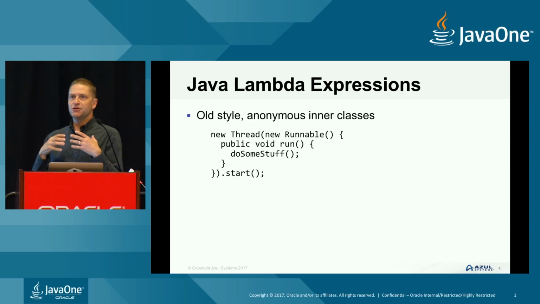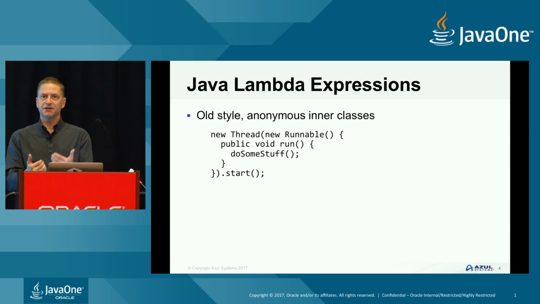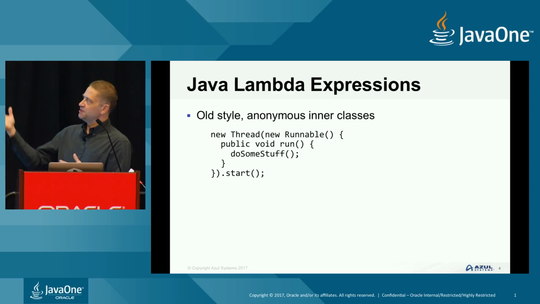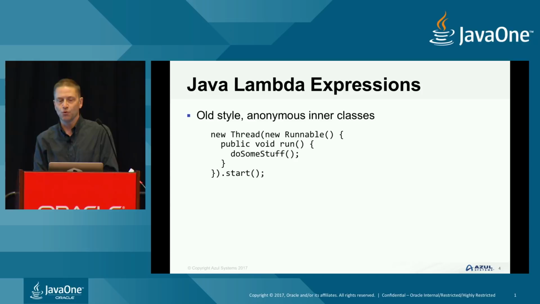So rather than actually having to either create a new class which implemented that interface and then instantiate it, what we can do is we can simply say, create me a new runnable, which is the interface, and I want the method of that interface to be implemented this way by having run, and then we're going to do some stuff. And then we'll start the thread in the usual way.